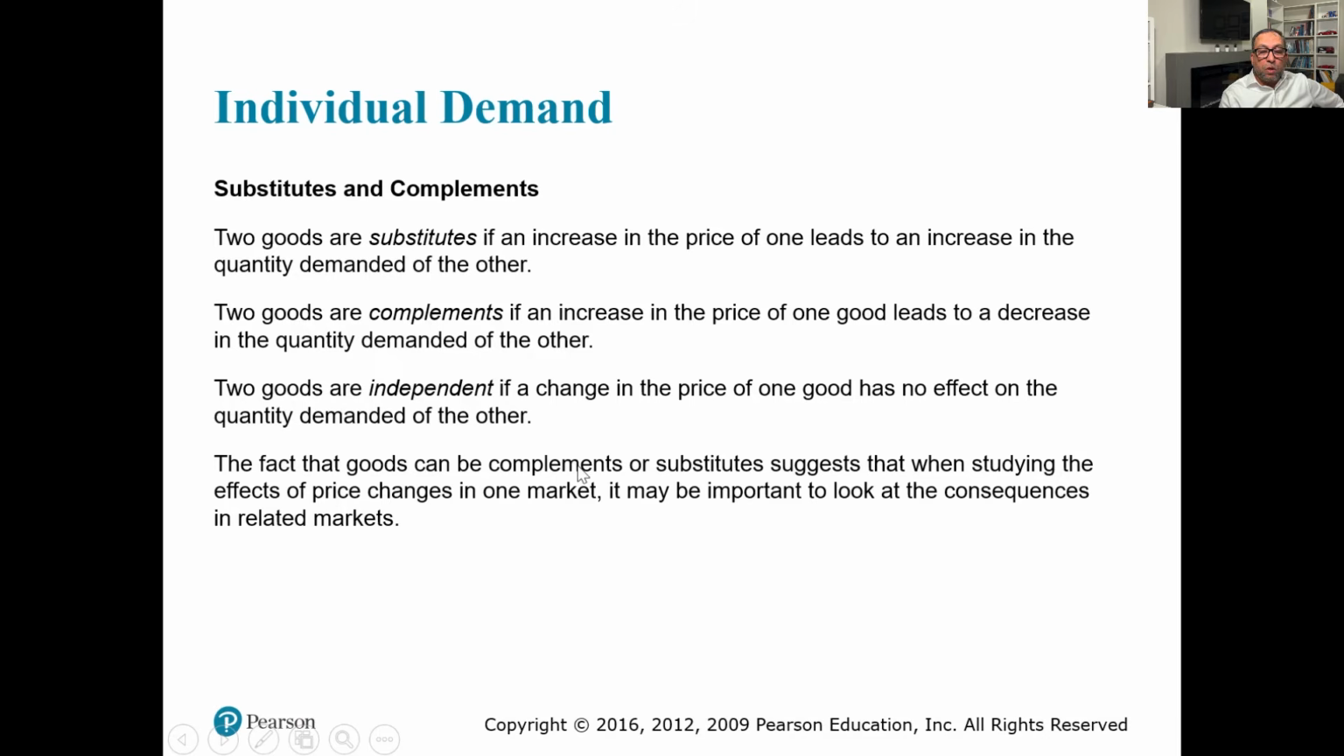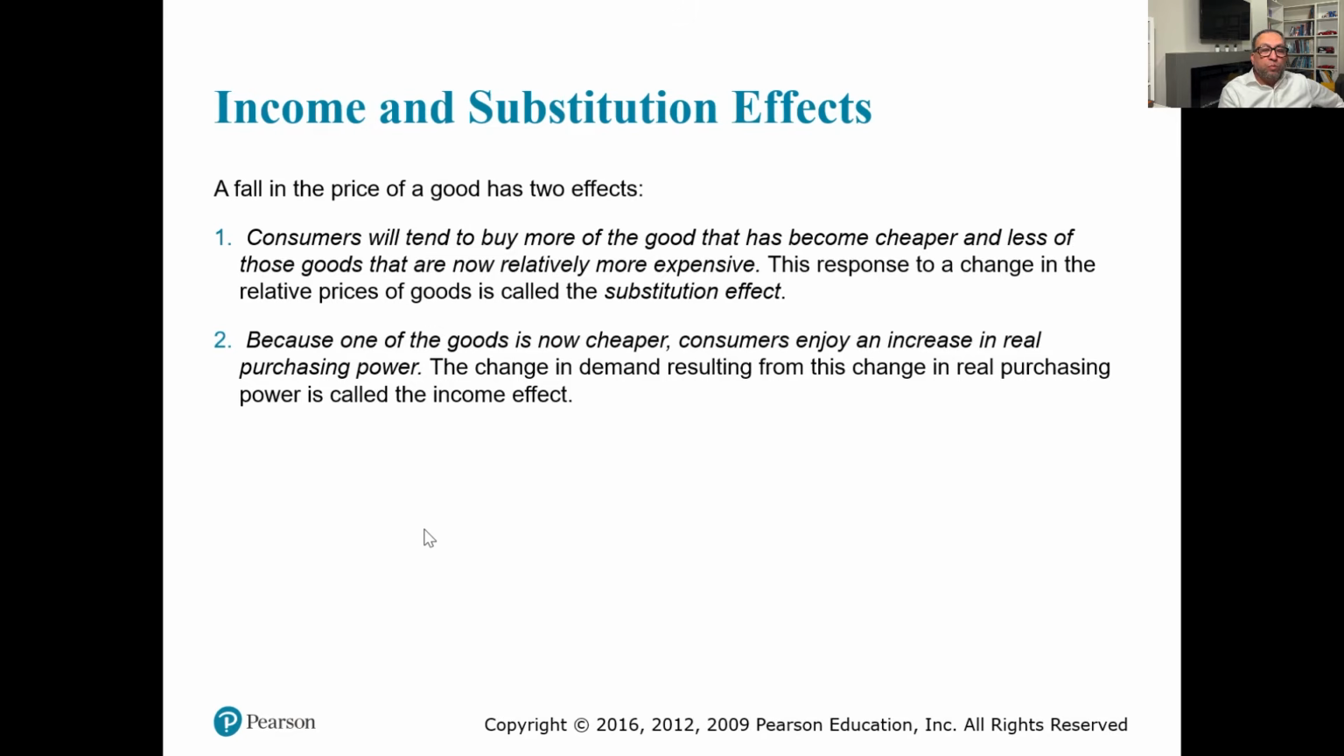So the fact that goods can be complements or substitutes suggests that when studying the effect of a price change in one market, like a food price change or a clothing price change, it may be important to look at the consequence in the related market. So if the price of food goes down, then we know that the food market, if it is a normal good, is going to increase the quantity demanded. But what is the impact on the other good? So we have to look at it like this. So what we are doing here is studying this impact.